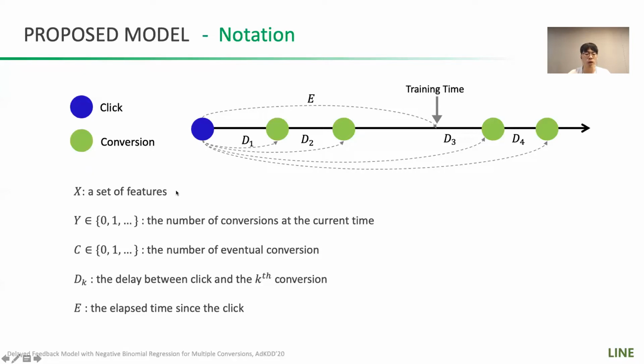So there are two variables for conversion. First, Y is the number of conversions at the training time. And second is C, the number of conversions which could be observed eventually. They can have a value from 0 to infinity. In this sample, Y becomes 2 and C becomes 4. And there is one variable D for the delay of each conversion.